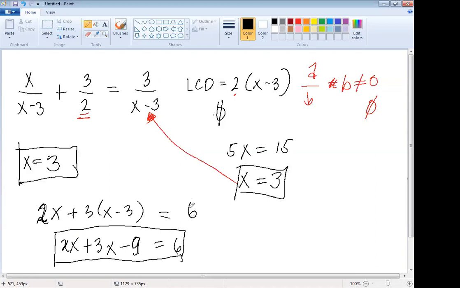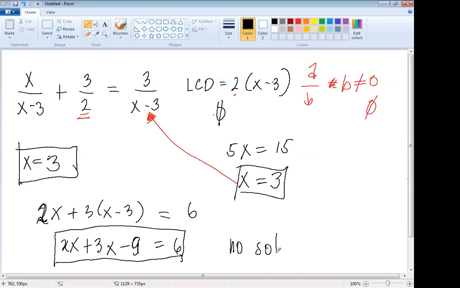Then after that, when you are going to check, you see already that the denominator is 0. If the denominator is 0, this one will become 0. So therefore, this one is not a solution anymore. So x equals 3 is not a solution for this equation. Got it? So you just say that it is null, or we say no solution.